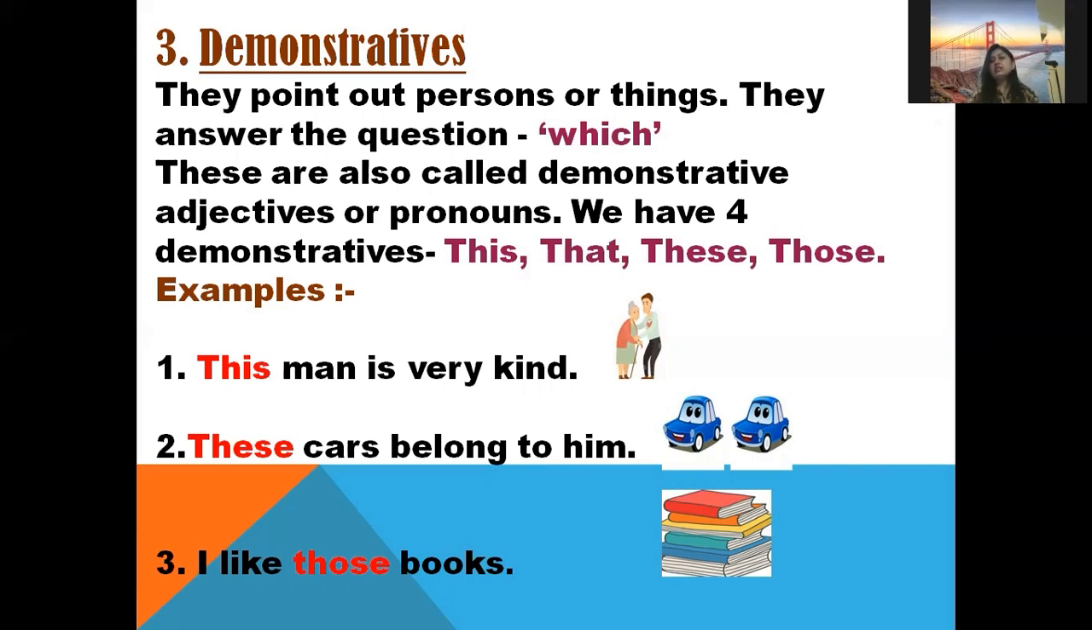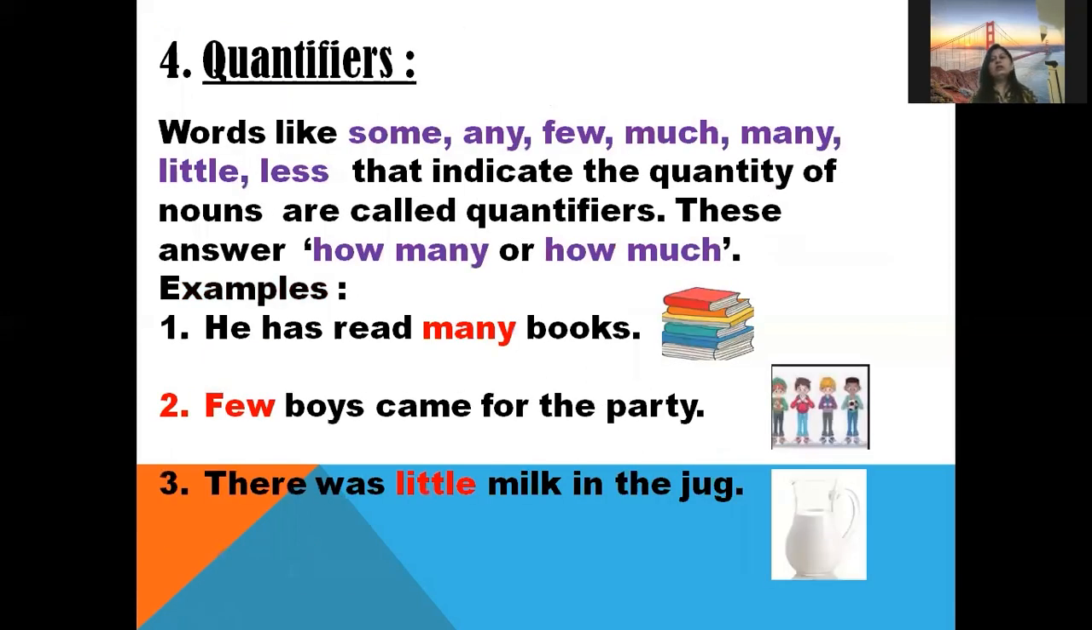Now, here, this and these are used for nearby objects. That and those are used for far away objects. Like for example, this man is very kind. These cars belong to him. I like those books. So I am pointing out those things or persons. Which man, which cars, which books. So they answer basically the question which. So these four words, this, that, these, and those, which are used to point out nouns, are called demonstratives. I hope it's clear.